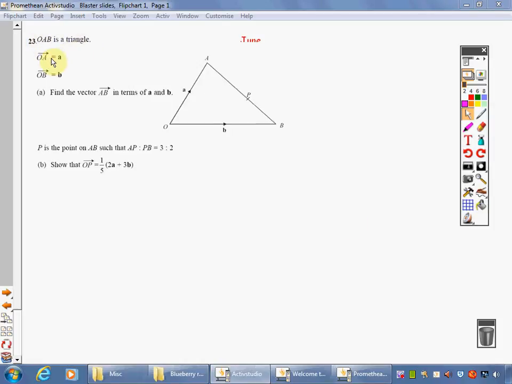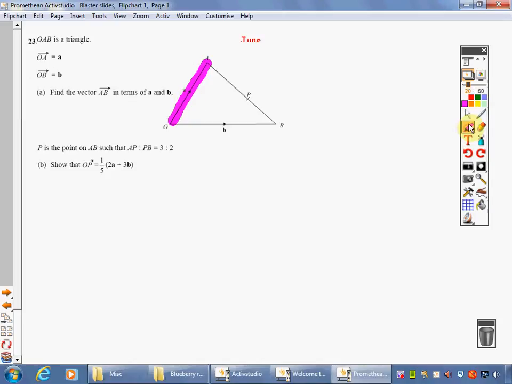OAB is a triangle. O to A equals A and O to B equals B. So I'm going to highlight the vector A. This is the vector A just there, and all that means is that anywhere on the board I can move around with that movement there is vector A. It can be there, it could be there, it could be there. From wherever I start, I've got to move that far. That is what vector A is.